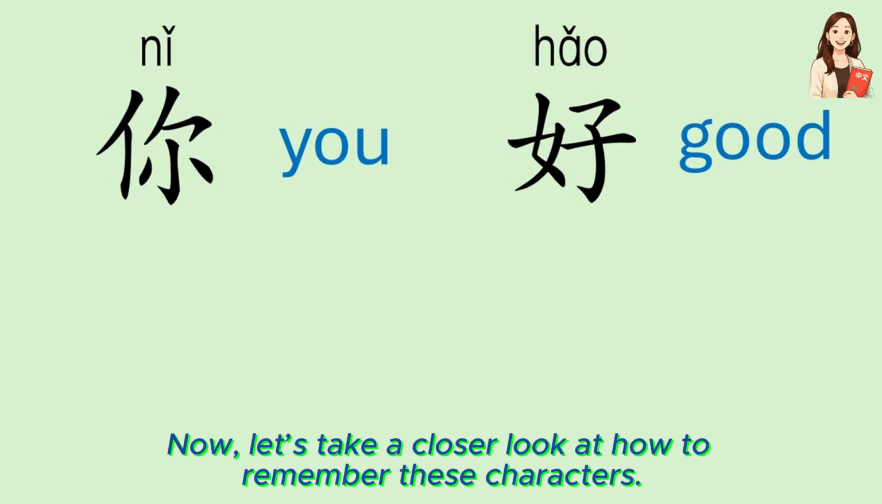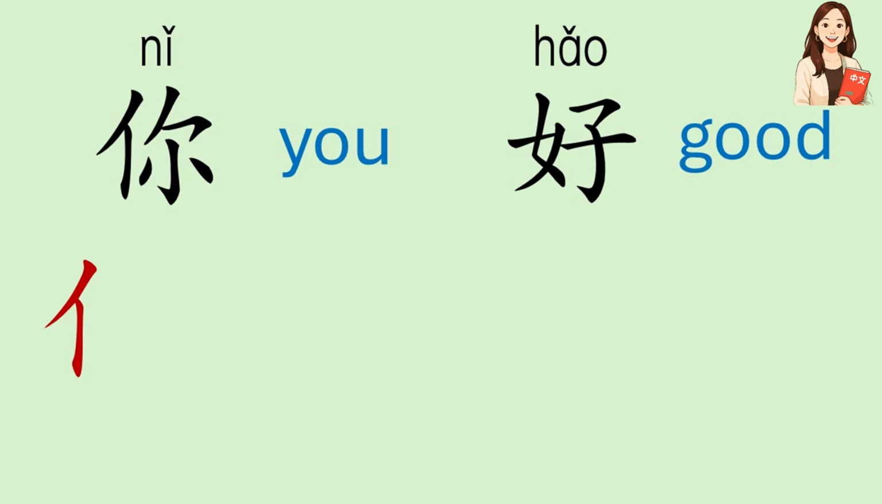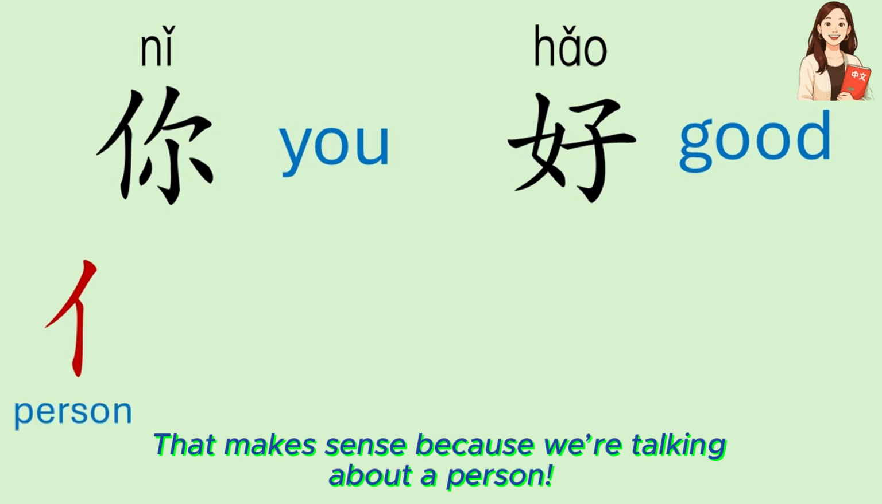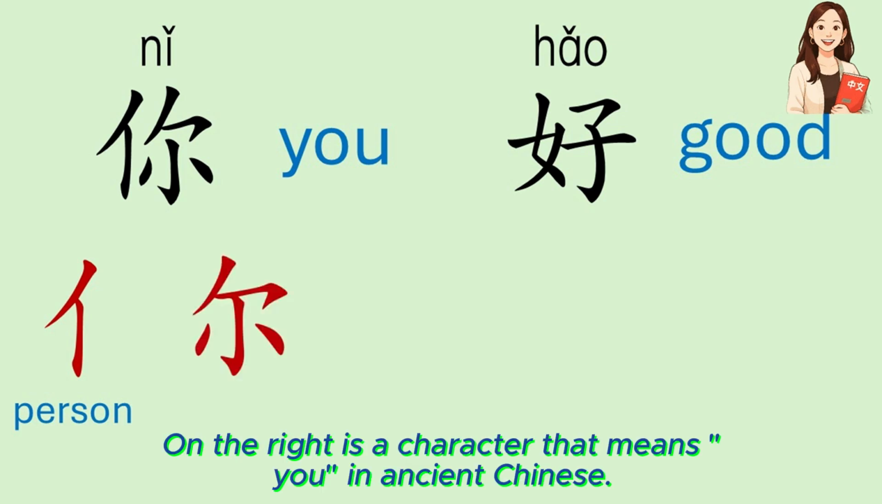Now let's take a closer look at how to remember these characters. For 你 on the left, we have the person radical. That makes sense because we are talking about the person. On the right, it's a character that means you in ancient Chinese.